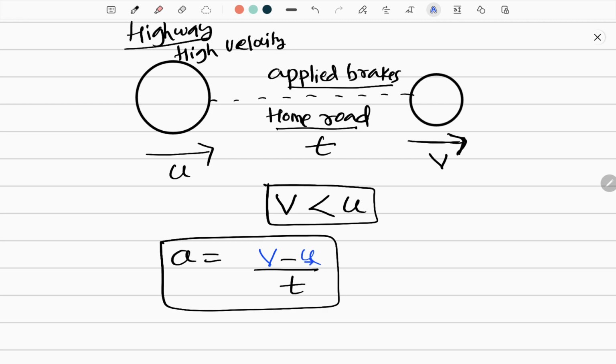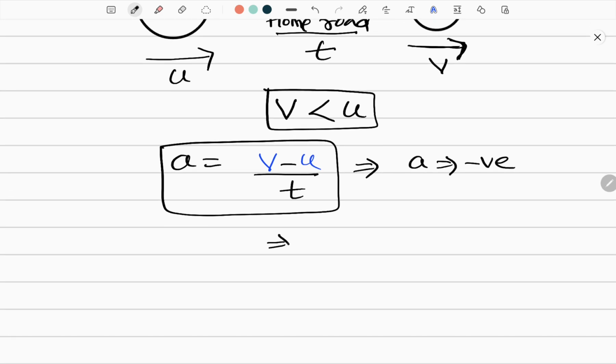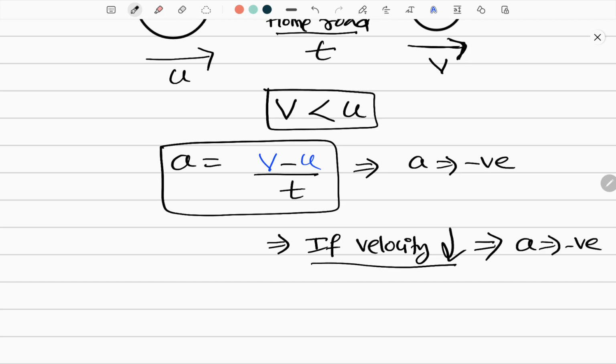Small minus big means it is negative, no? So that's why we are going to get acceleration as negative. All right, so what I'm trying to say is that if the velocity of any body is decreasing, it means the acceleration is going to be negative. Is it clear? The velocity of the body has to decrease, then only the acceleration will be negative.